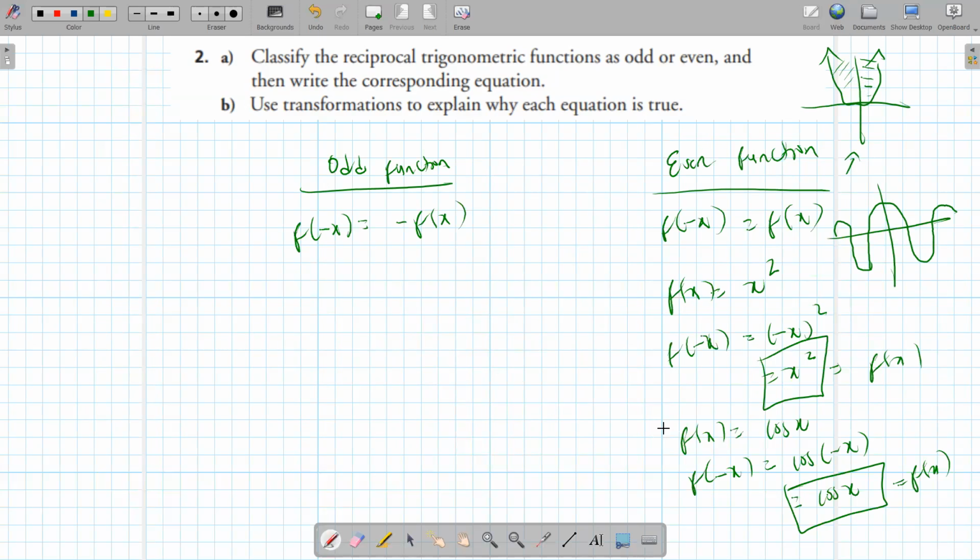What about odd? An odd function satisfies this condition. For example, if f of x is x cubed, f of minus x would be minus x cubed, which is the same thing as minus f of x. In terms of trig, sine x is an odd function. So f of minus x would be sine of minus x, and sine is negative in quadrant 4, so it's going to be minus sine of x. This is how to do it algebraically.